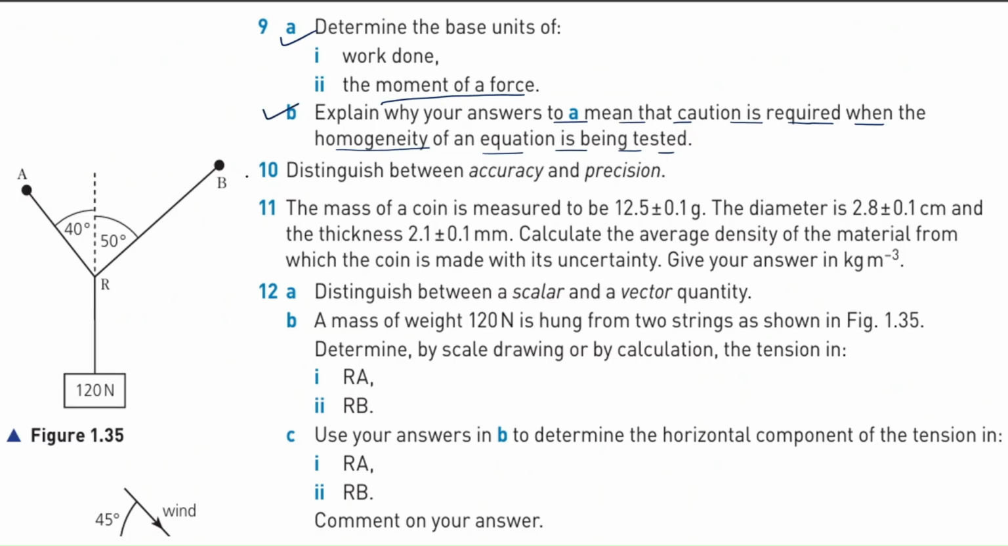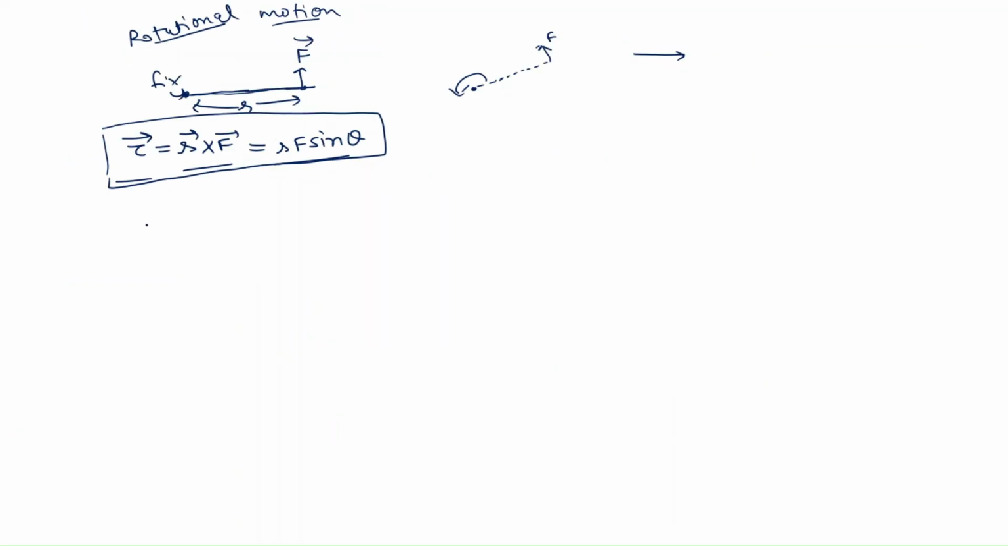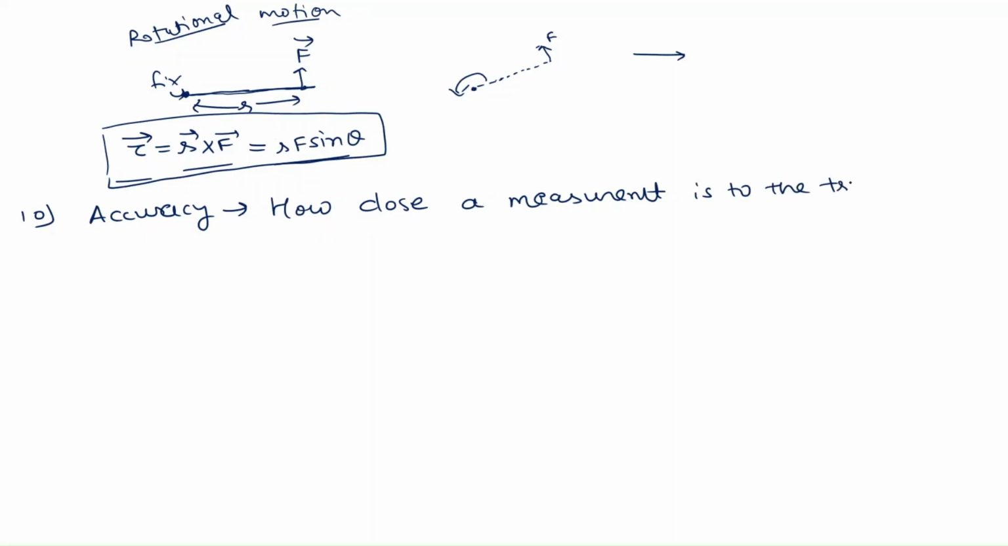Now we go on to the 10th question. Distinguish between accuracy and precision. First is accuracy. What is the definition here? It means how close a measurement is to the true value.